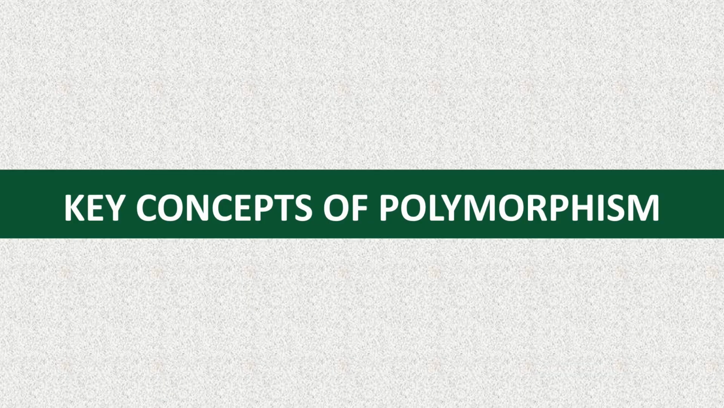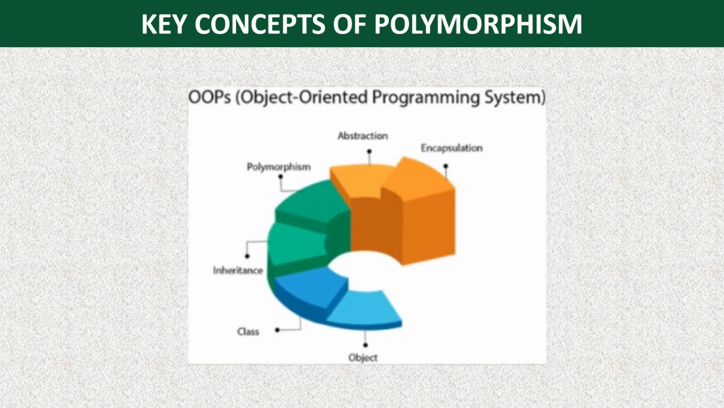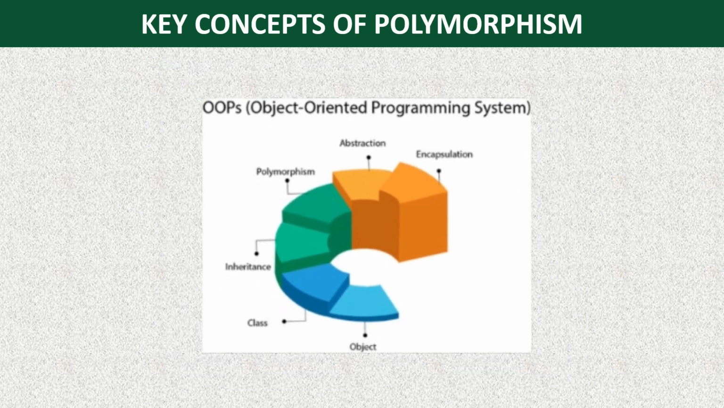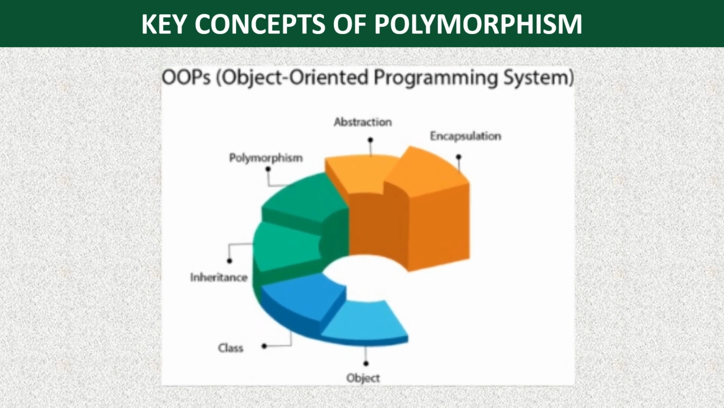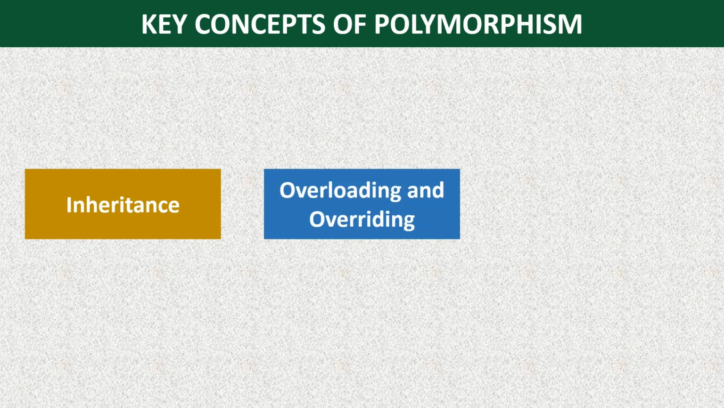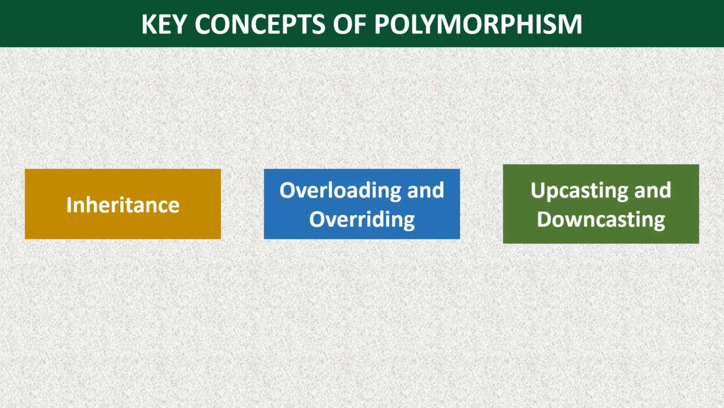Now move to the next topic, that is key concepts of polymorphism. Several concepts are essential to understanding polymorphism, particularly in object-oriented programming. We will discuss each one by one in detail and have a look at their examples.